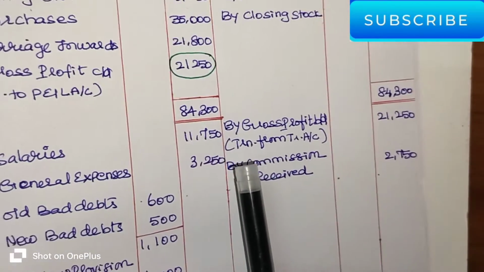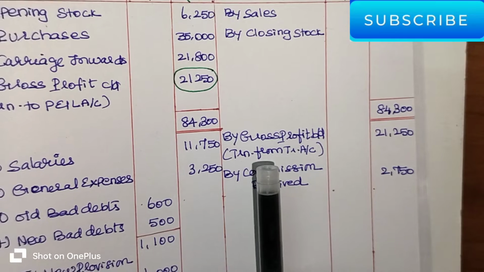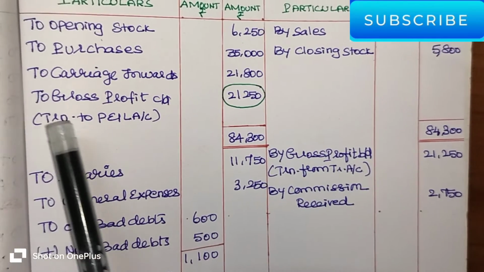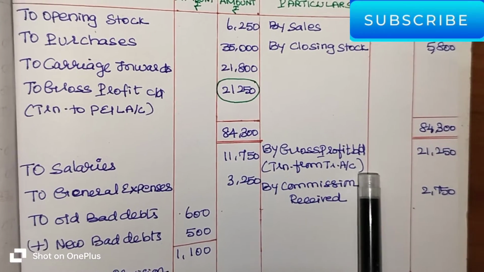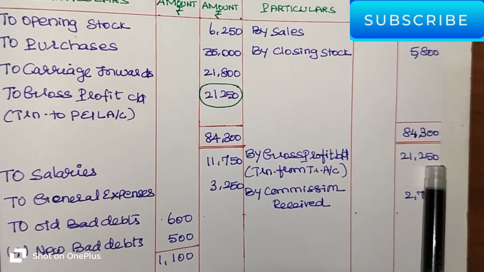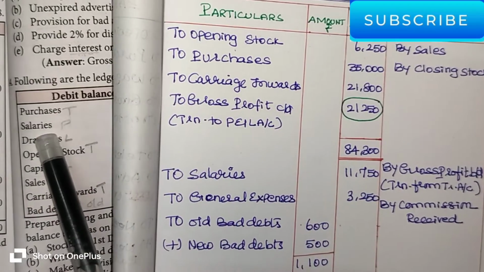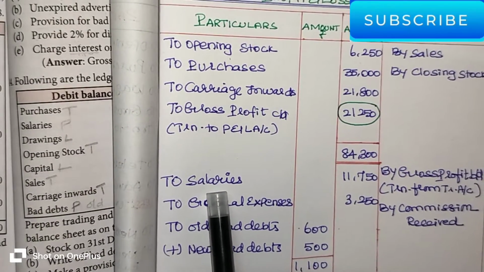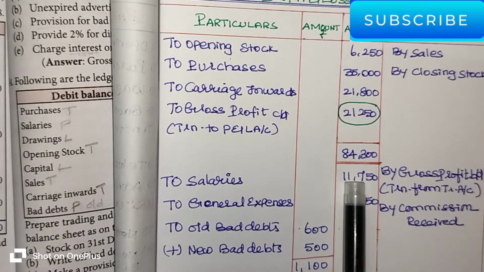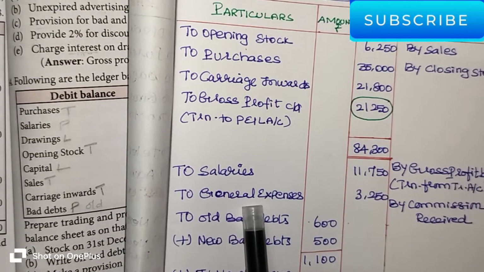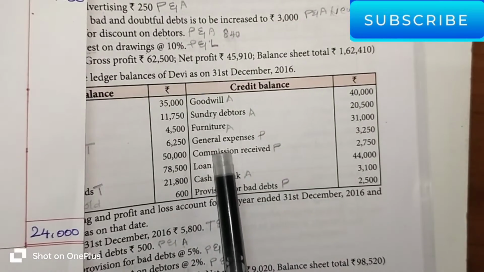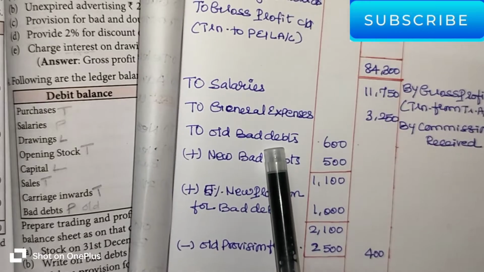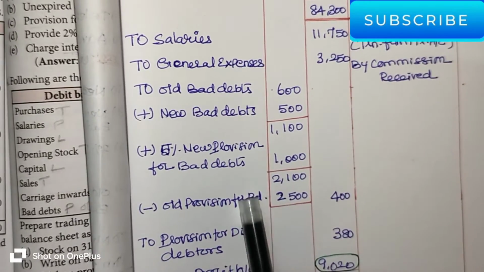Now we are going to prepare the profit and loss account. We always start the profit and loss account with the gross profit transferred from the trading account. How much? 21,250 we entered. Then salaries. Salaries is a debit side item of the profit and loss account. Salaries 11,750 and general expenses 3,250 we entered.